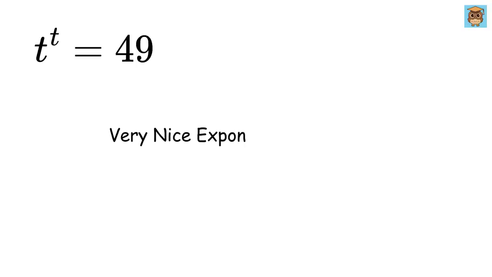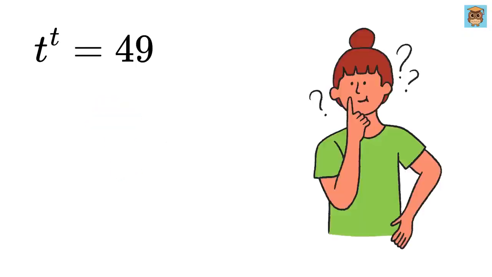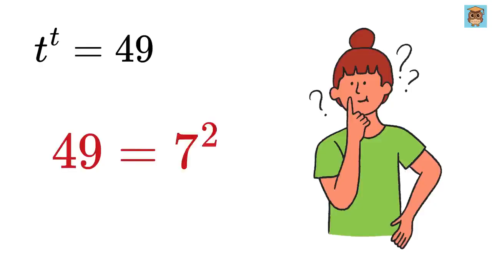Today we have a very nice exponential equation: t raised to t equals 49. We need to solve for t. The first thing that comes to mind is that 49 can be written as 7 squared.